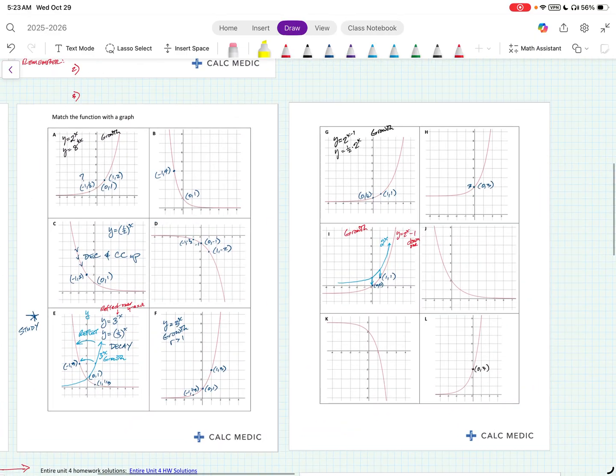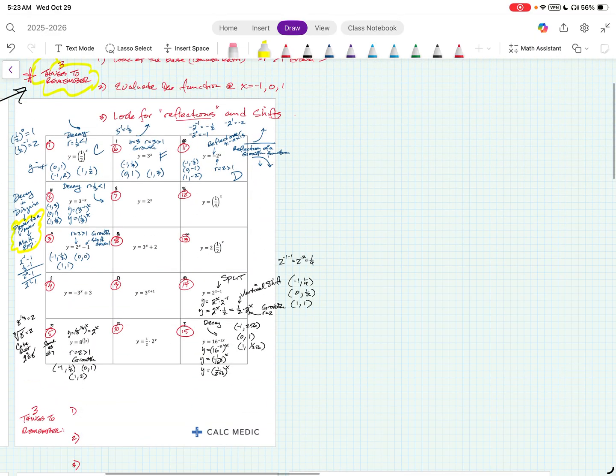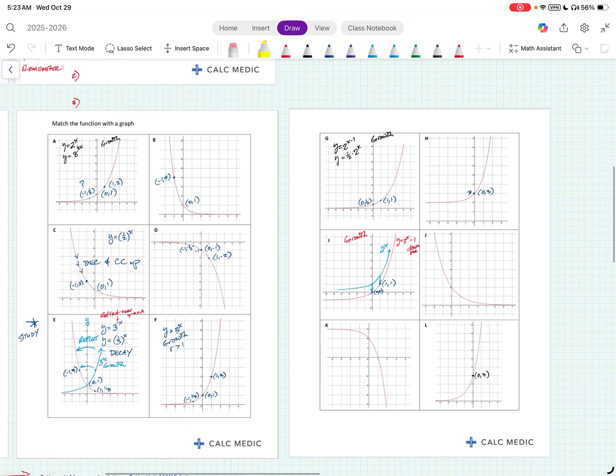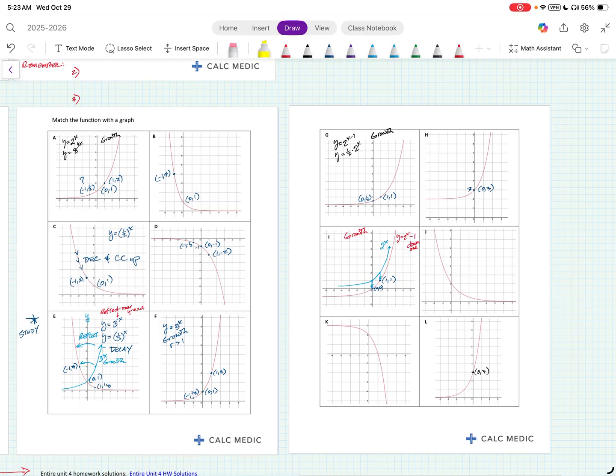So hopefully that helped you there. We talked about the functions. We did a lot of work on the functions here, evaluating, analyzing, taking a look at the common ratio or the base. And then we matched it with a function here by matching the points with also the fact that it's either growing or decaying, whether it's concave up or down. And that's how the game is played.